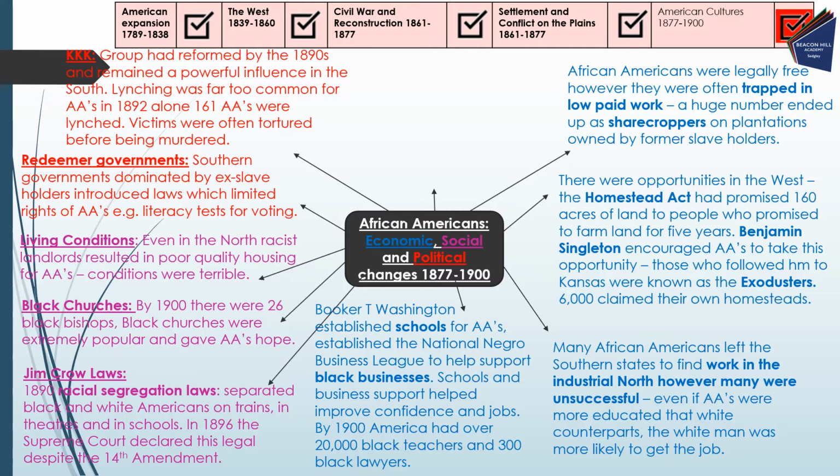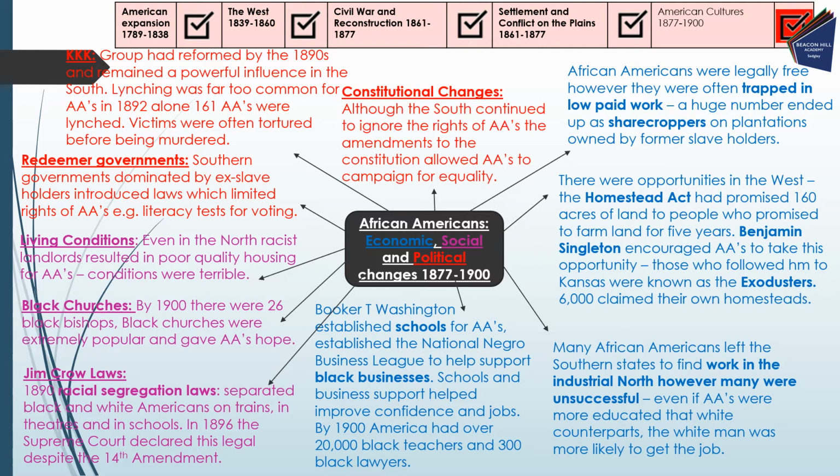So the KKK is great evidence to use for a question that centres around African Americans in this time period. And those of us going for 7s, 8s and 9s, again, if you can remember the specific statistic that 161 African Americans were lynched in 1892 alone, that would definitely enhance the quality of your response.